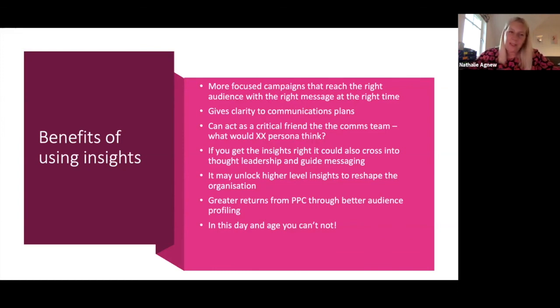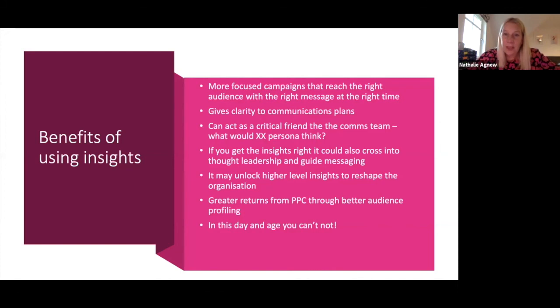If you have Sally, that's your persona, then whenever you're doing anything, if you're looking at creative, if you're launching a new comms campaign, you can be thinking, what would Sally think of this? Would Sally like this? Would this engage Sally? So personas can be really helpful.